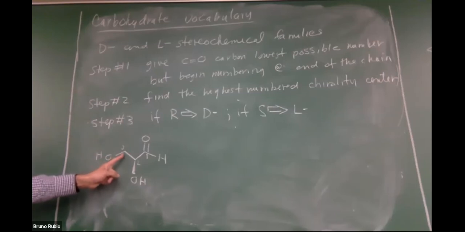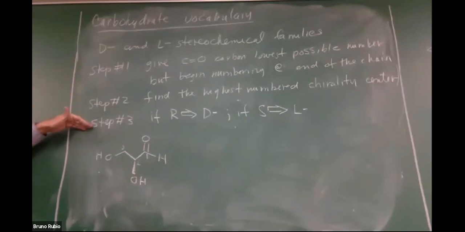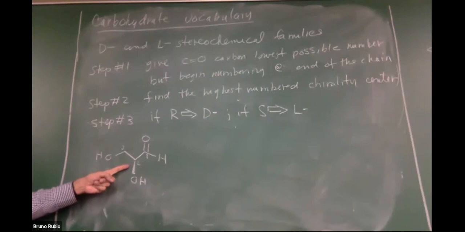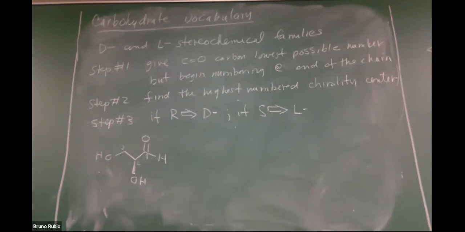Well, carbon 3 is the highest number, but that's not a chirality center. Carbon 2 is the highest numbered chirality center. Now I have to figure out, is it R or is it S there? So you tell me, is that R or is it S? Just take a minute to try to figure that out. So what is it? Is it R or S?